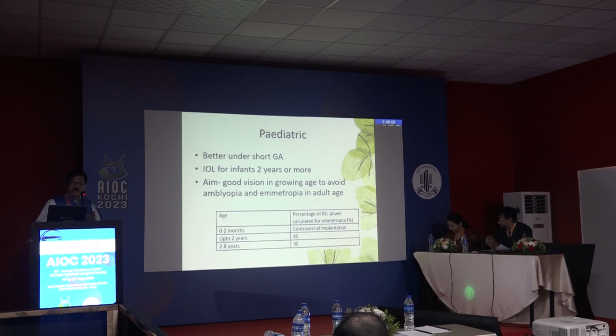And here you have to again underestimate; you have to reduce the power, because here your aim is to avoid amblyopia in that patient, at the same time aim for emmetropia in adult age. So that is the reason why we slightly undercorrect. Up to 2 years, the IOL power can be 80% of what you have calculated, and between 2 to 8 years, the rule of thumb is around 90%.